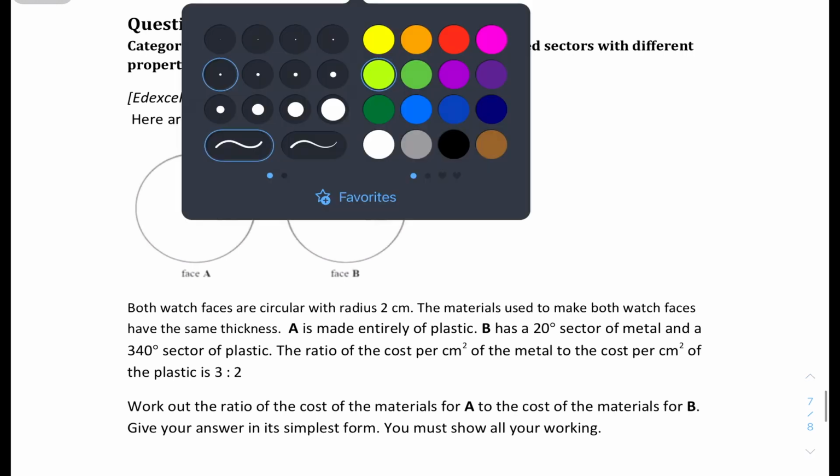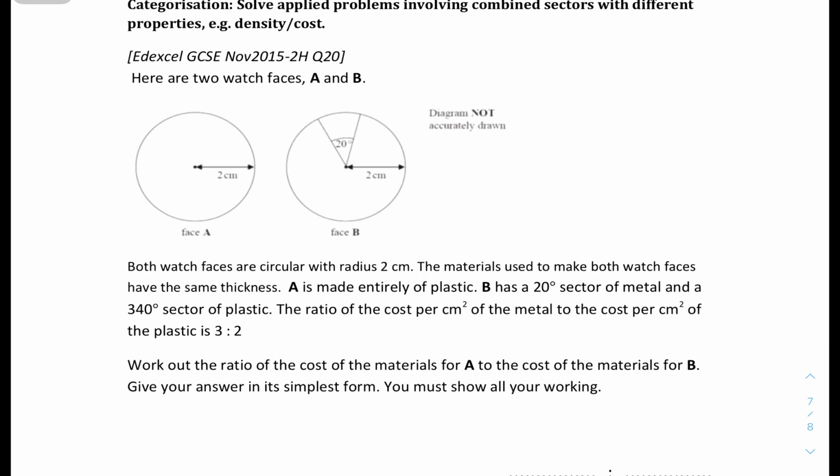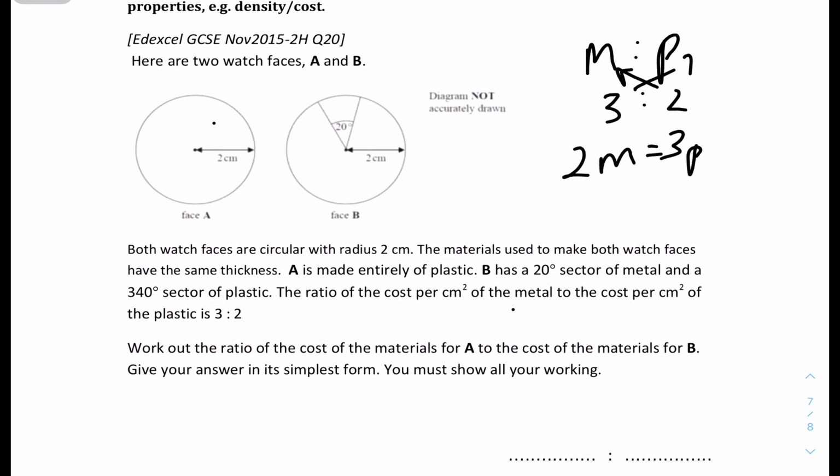And question number 13: both watch faces have the same radius of 2 cm and materials, and A is made of plastic, and the ratio of cost for metal to plastic is 3:2. So metal to plastic is 3:2. To convert it into a normal form, we just cross multiply to get 2m equals 3p for the price.